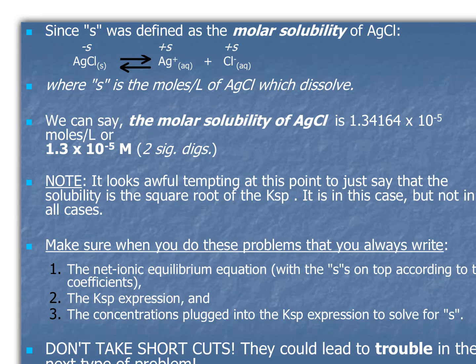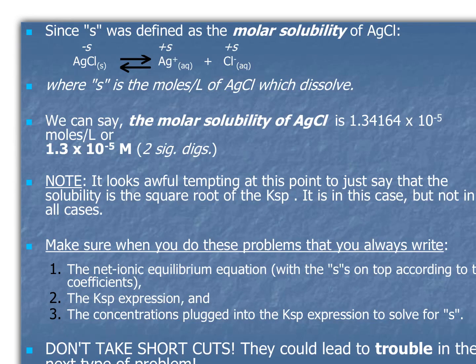Since we defined S as the molar solubility, when we solved for S, we did in fact solve for the molar solubility. So this would be moles per liter of AgCl which dissolved. Even though AgCl isn't included in our Ksp expression, it's directly proportional to our answer because our S was the molar solubility. If I round my answer of 1.34164 times 10 to the negative 5th to sig figs, I start out with 2 sig figs from the 1.8 times 10 to the negative 10, which was my Ksp. So my answer comes out 1.3 times 10 to the negative 5th.